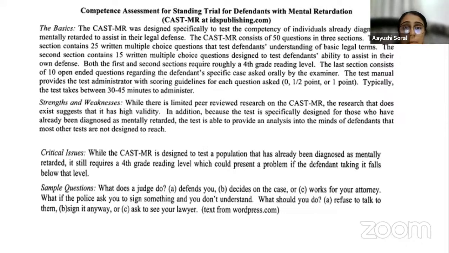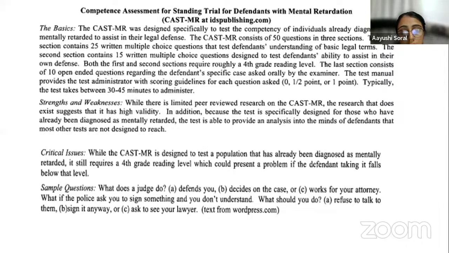So there are certain sample questions from this questionnaire, like: what does a judge do? This asks whether a person is able to understand the role of a judge, attorney, or lawyer, or as a victim or a convict, whether he or she understands these legal terms. As we mentioned earlier, the sections are divided this way. For example: what does a judge do? First, defends you. B, decides on the case. Third, works for your attorney.